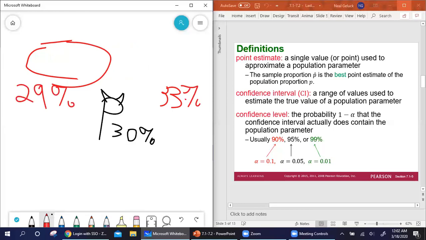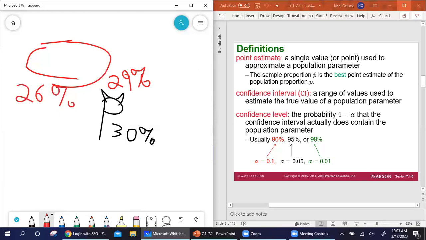Let's call it, I don't know, 26% to 29%, maybe. This lasso did not catch the cow, which still looks like a devil. We cannot be sure. We can be reasonably confident, though. That's what a confidence level is.